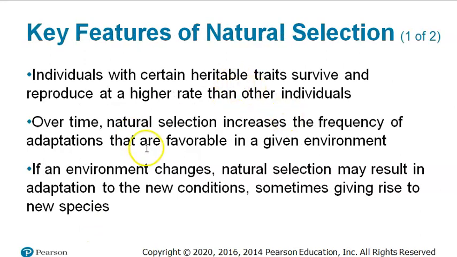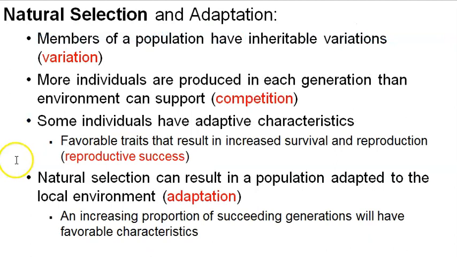And so individuals survive at higher rates than others. As natural selection increases the frequency of those adaptations and, of course, the frequency of those genes in a given environment, they may result, sometimes, in giving rise to new species. And we'll talk about speciation down the road. And so here's, in general, how it flows.